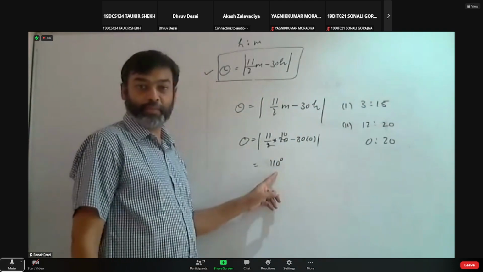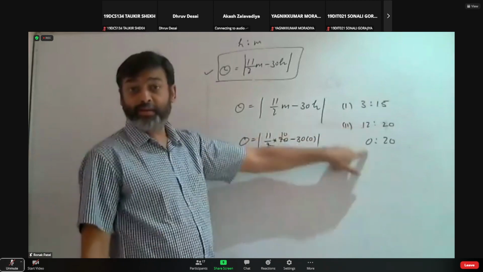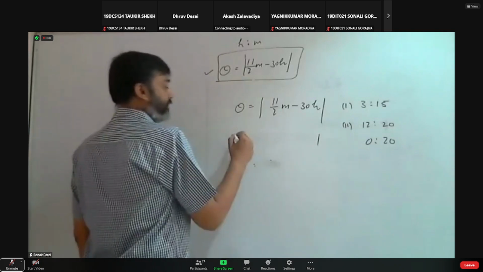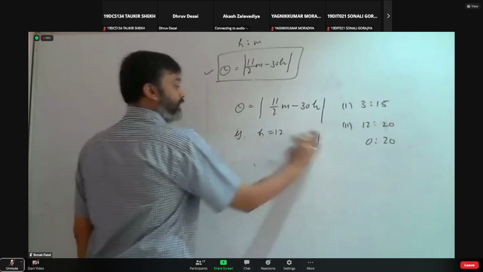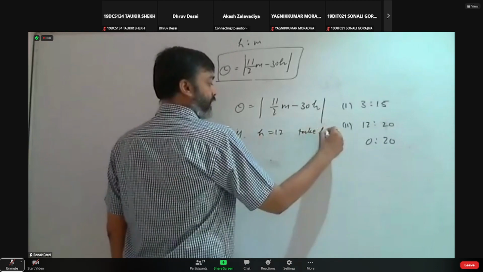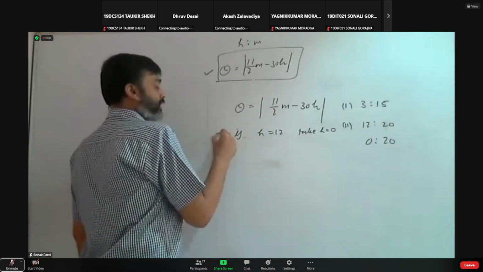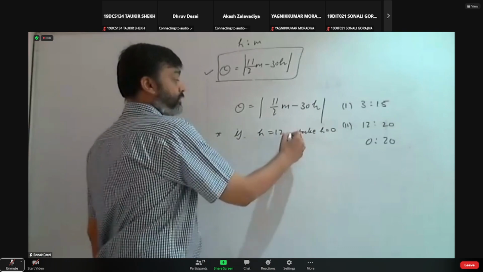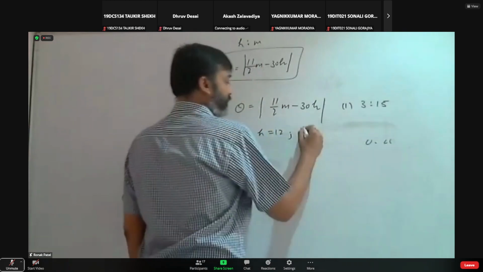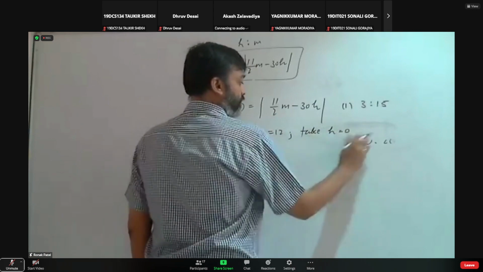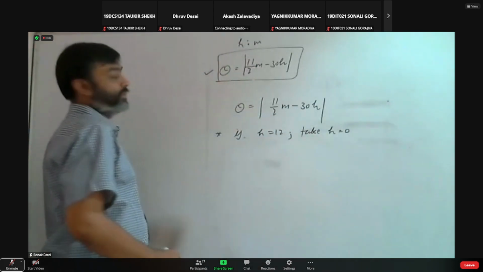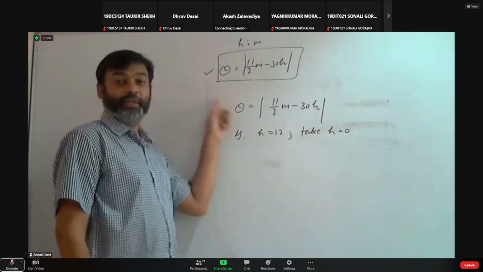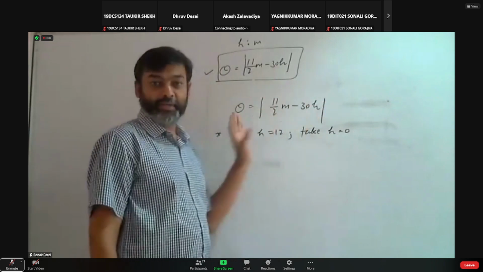Clear? This you take care of. When there is a 12, take 0. So some special case I write down. If h equals 12, take h equal to 0. So this is a special case, you write. If h is equal to 12, then take it 0. So this is your theory number one. So this is the angle between the hour hand and minute hand.